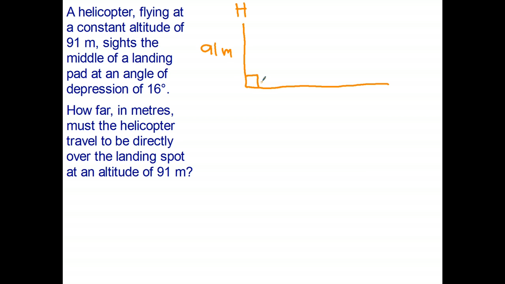Now here's the tricky bit. I'm going to go ahead and draw the rest of the triangle. And it says the angle of depression is 16 degrees. So here is a really, really common mistake. So once you know about it, hopefully you'll avoid it.